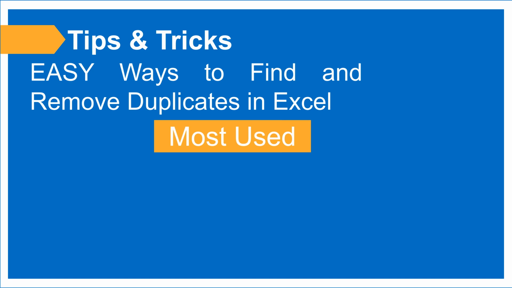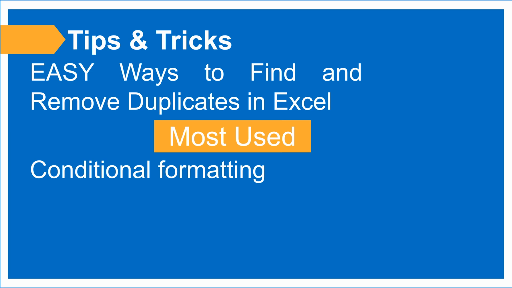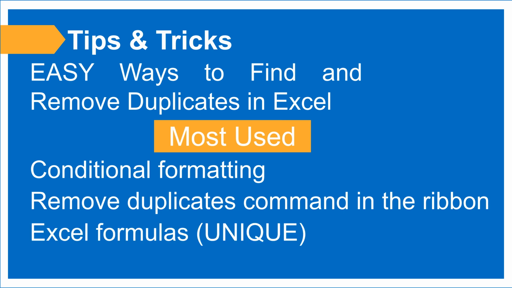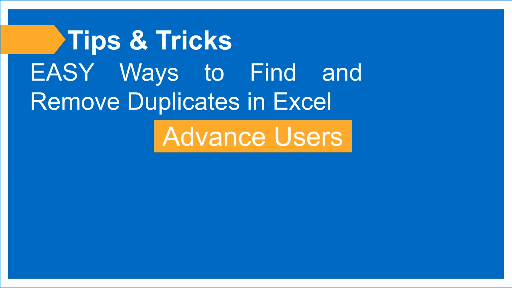Today we are going to learn about finding and removing duplicates in Excel. There are 8 methods used, but we will learn only the 4 most commonly used methods, which are: number 1, conditional formatting; number 2, the remove duplicates command in the ribbon; number 3, the Excel UNIQUE formula; and number 4, advanced filters.